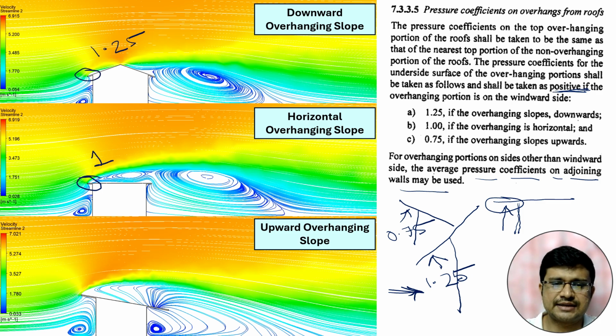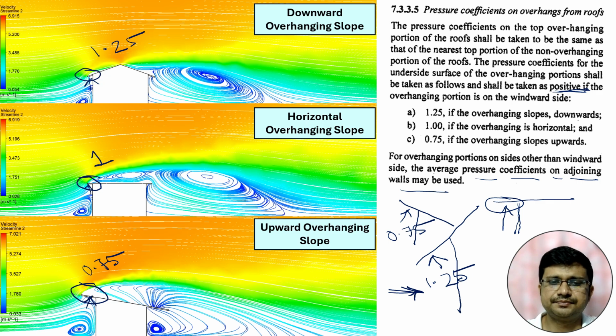And in this condition, the third condition, for a monoslope roof, not only for a monoslope roof, any type of roof, if the slope is upward, we will consider the value 0.75, and it will always be positive. Positive means wind is actually pushing the surface. Here also it is pushing the surface. Now the pushing is maximum when the overhanging slope is downward. If it is upward, then the pushing is minimum among all these three conditions.